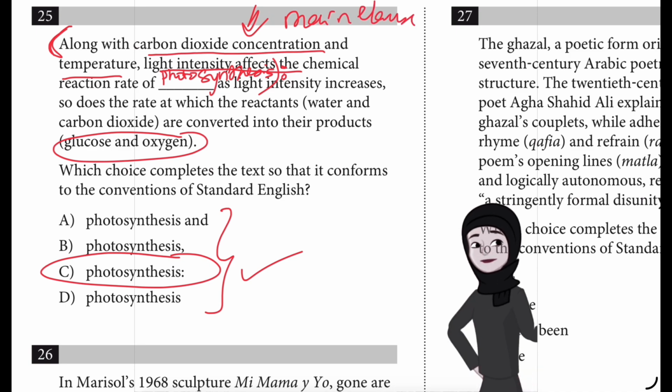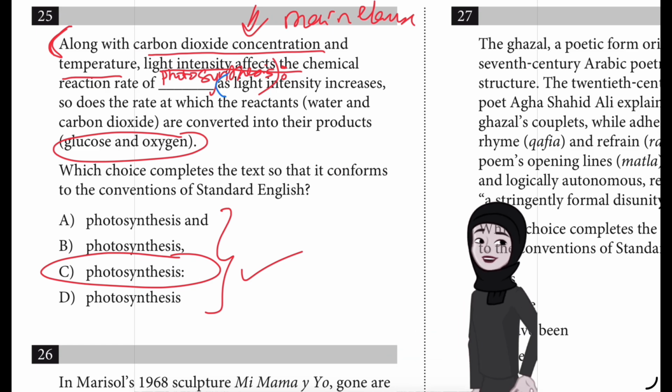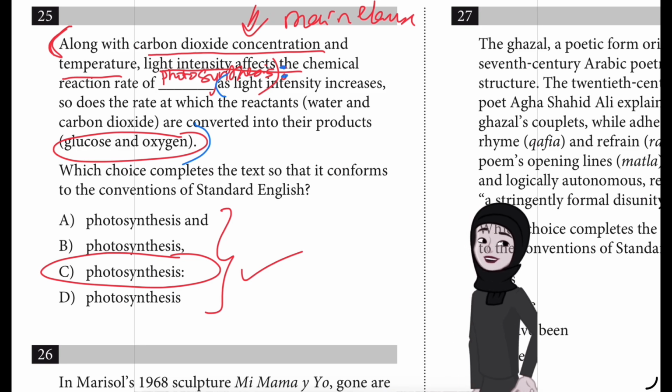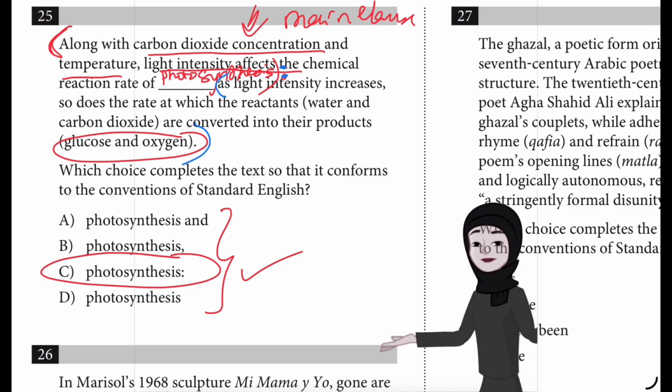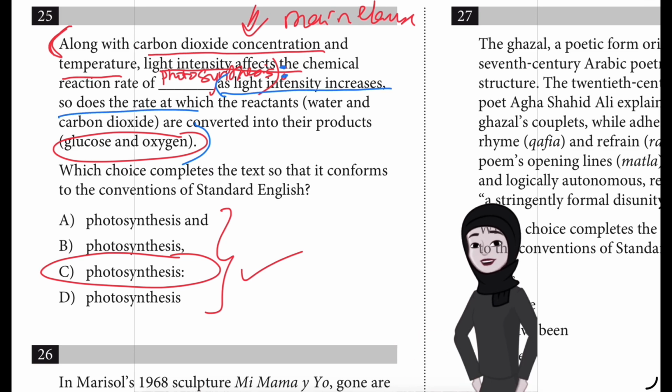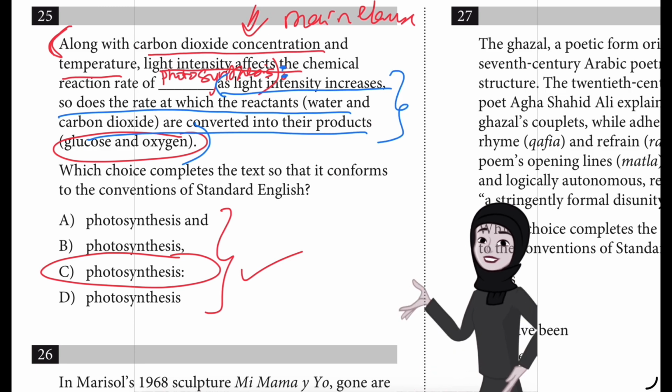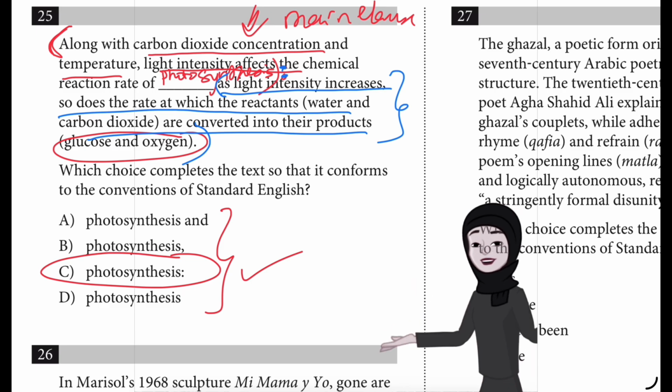And after that, the other main clause starts from as light and goes all the way till oxygen. So we need the colon over here between these two main clauses to introduce the following explanation of how light intensity affects photosynthesis. This part, as light intensity increases, so does the rate at which reactants are converted into their products, is giving the explanation. So we need a colon before that. This is the convention being tested: the use of punctuation in the sentence.